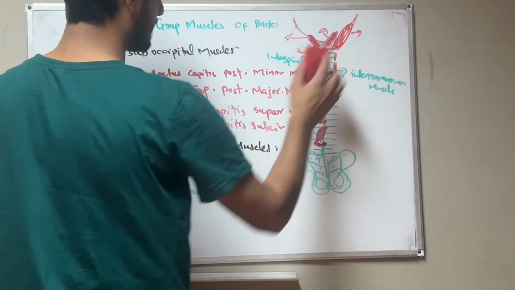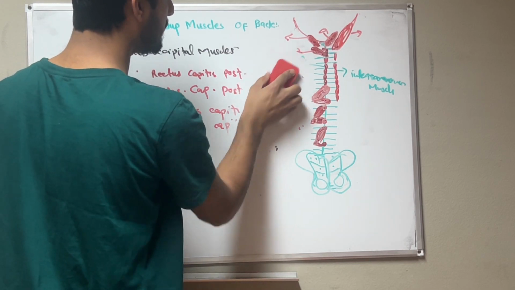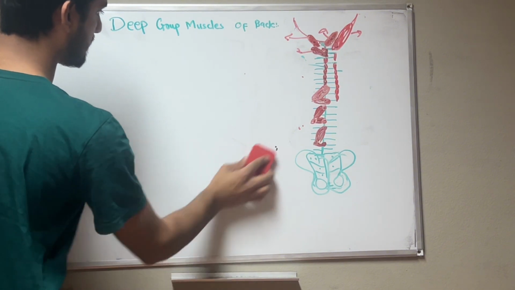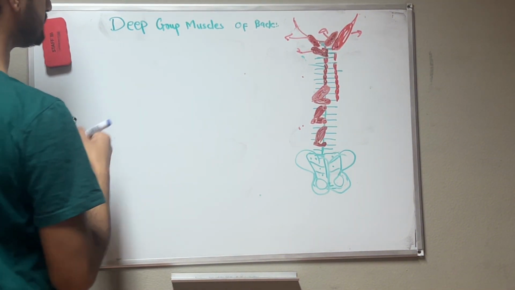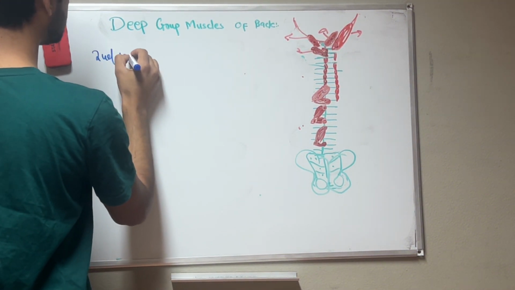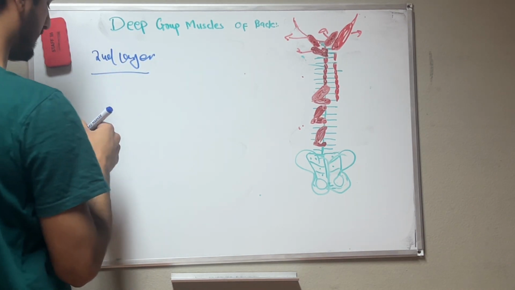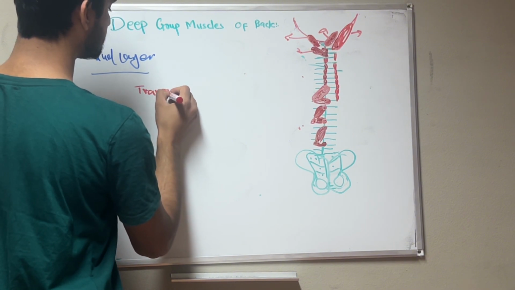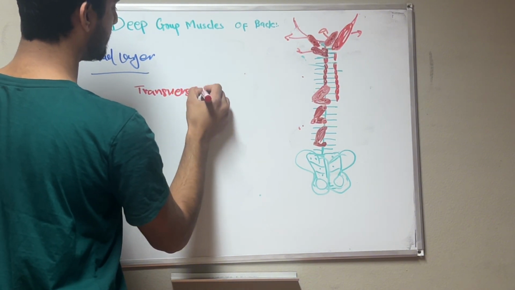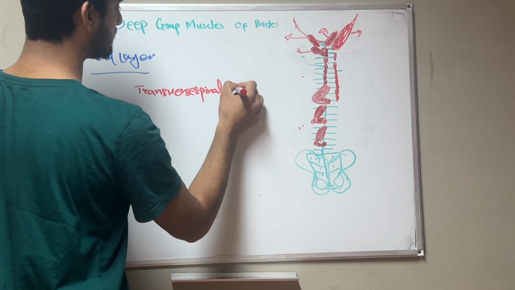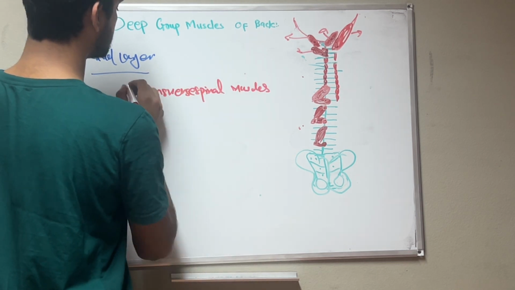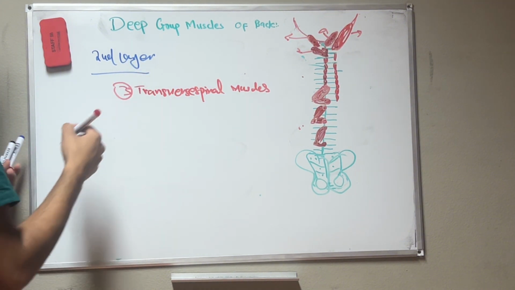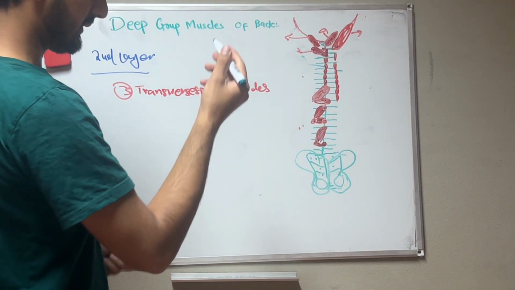Then we have the second layer muscles that we are going to discuss. In the second layer we have first the transverse spinalis muscle. Two we have already discussed, and this is the third one. In the transverse spinalis muscle we have semispinalis.